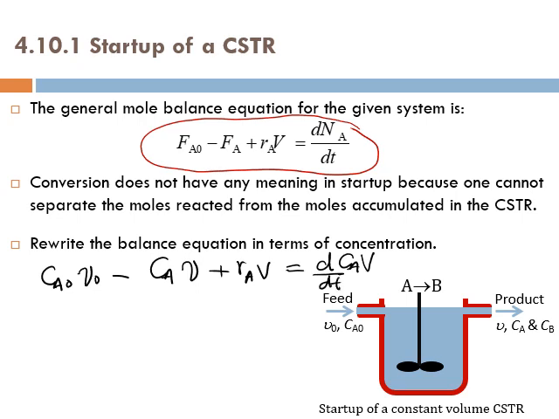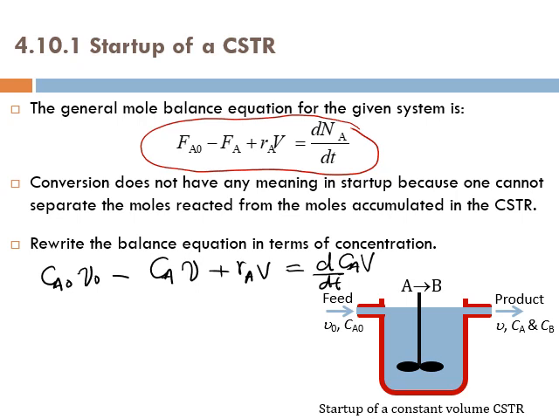Because of the number of moles available inside the reactor, right? Because I'm doing the balance around the reactor. So accumulation will be accumulation inside the reactor. The number of moles inside the reactor is simply found from CA multiplied by V, right?